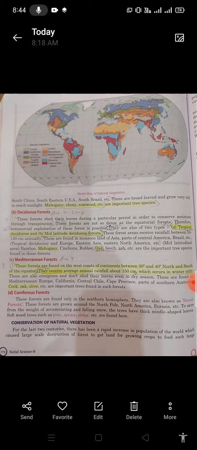So we have to conserve these. For this, our government also encourages such types of festivals, like the Van Mahotsav and social forestry. Clear? According to these, afforestation is done, which means plants are planted in high numbers. Clear? Conservation of wildlife.